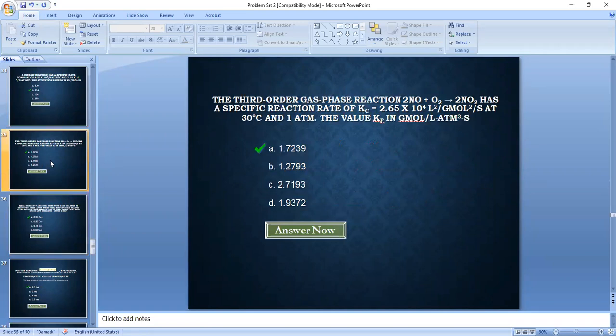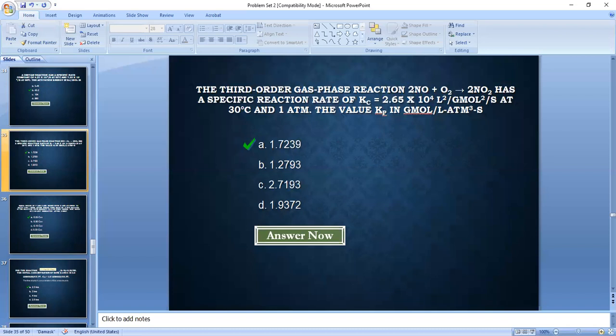Now, a third order gas phase reaction. Okay. A third order gas phase reaction, 2NO plus O2, forming 2NO2, has a specific reaction rate of K sub C equal to 2.65 times 10 raised to the 4th liter squared per mole squared, or gram mole squared, per second at 30 degrees Celsius and 1 atm. The value of K sub P, take note, in gram mole per liter per atmosphere cubed per second is.